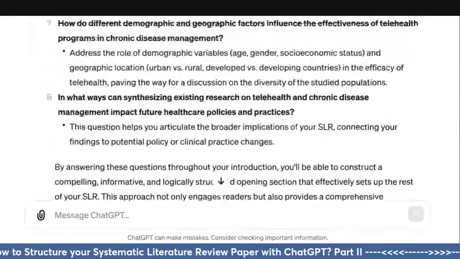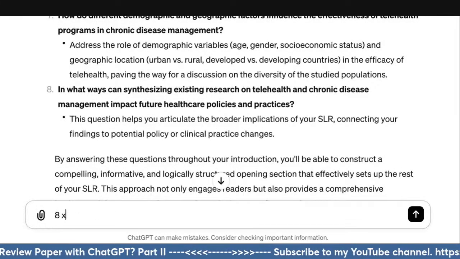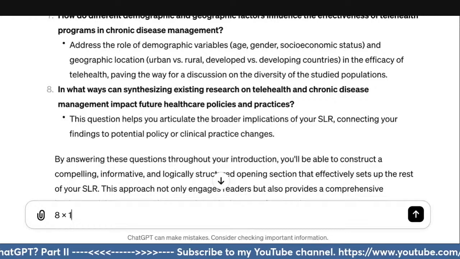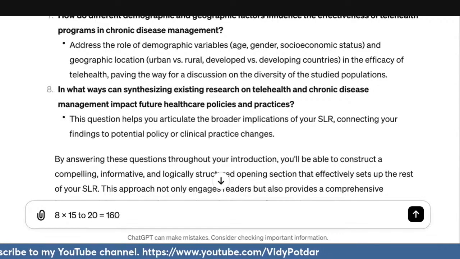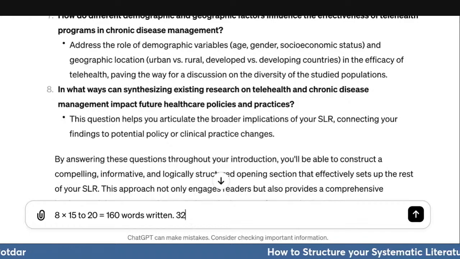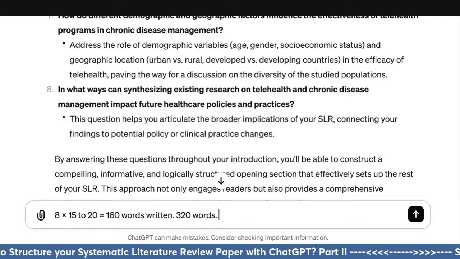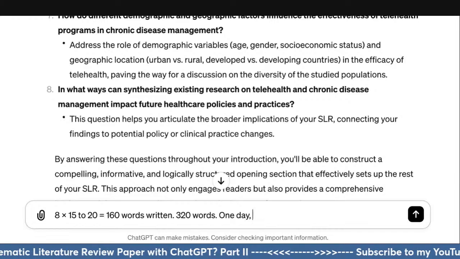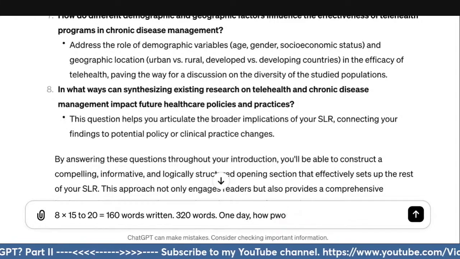So if you have 8 questions and typically every sentence is 15 to 20 words, you will easily have 160 words written if you just answer each question with one sentence. If you do it 2 times, with 2 sentences to answer each question, you will have 320 words, and that's a good start. And even if you can achieve that in one day, you can realize how powerful this can be.